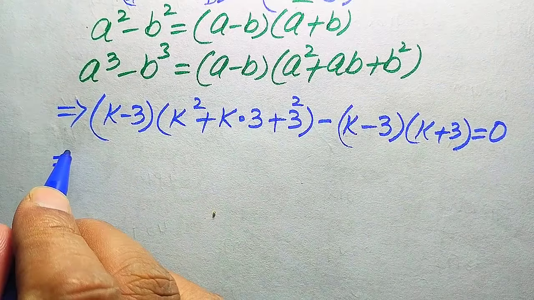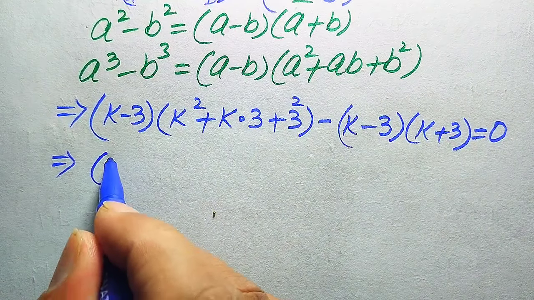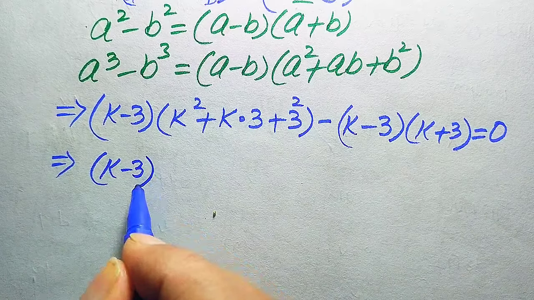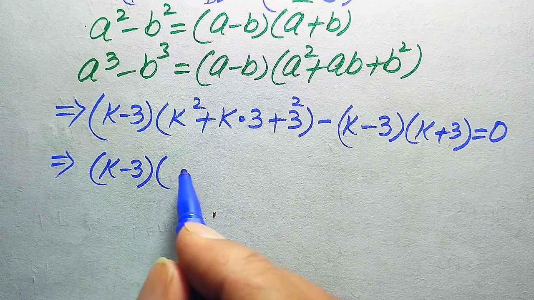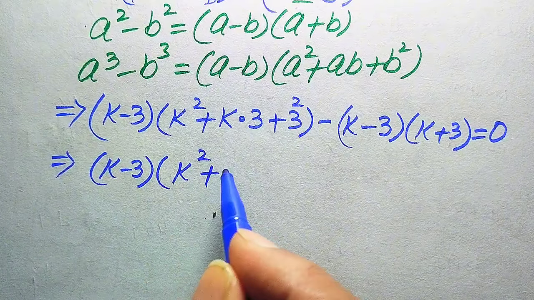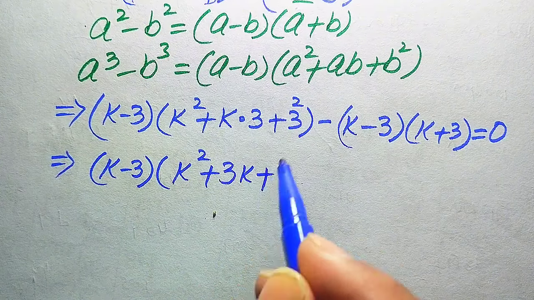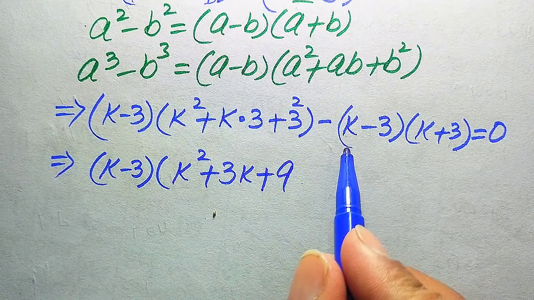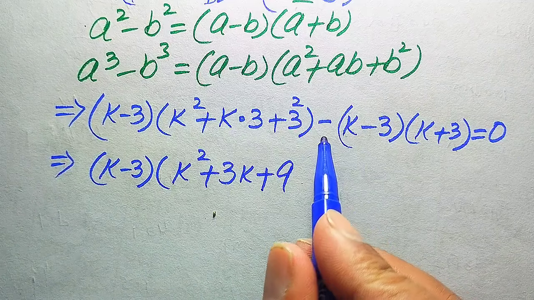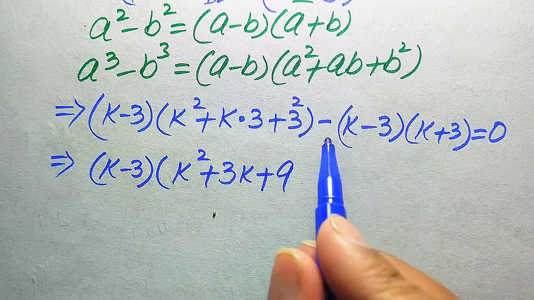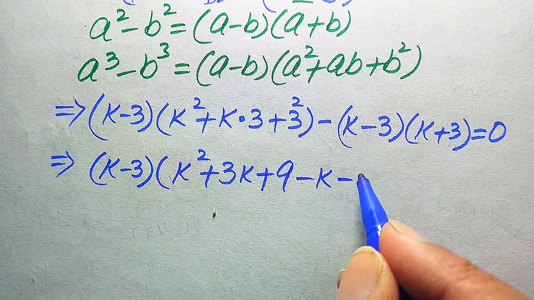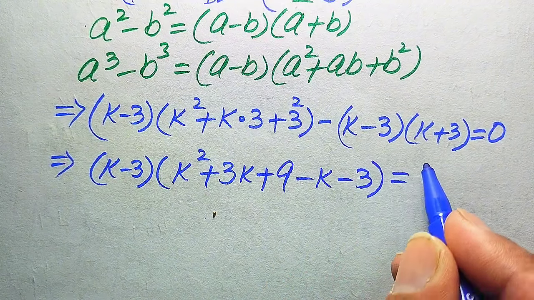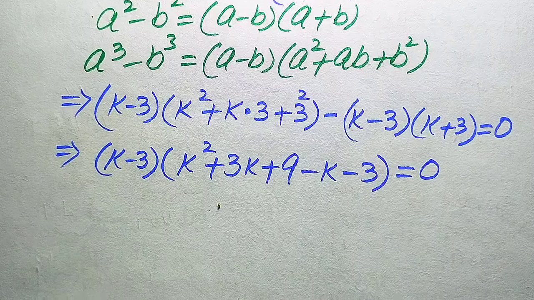And now in the next step we need to take k minus 3 common from here, and when we take common k minus 3 we get the remaining values: k square plus 3k plus 3 square, which becomes 9, and from the second term we get minus times k plus 3, we multiply this negative sign on both of these two terms, and it becomes minus k minus 3, and this whole equation is equal to 0.